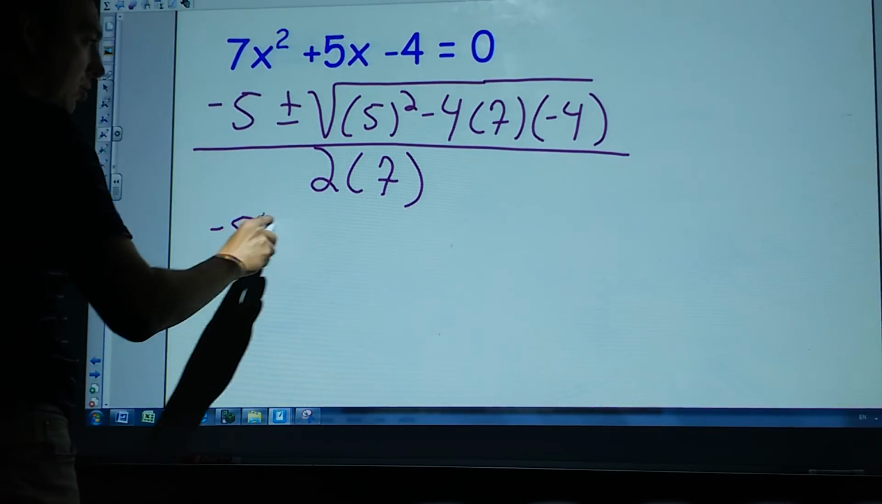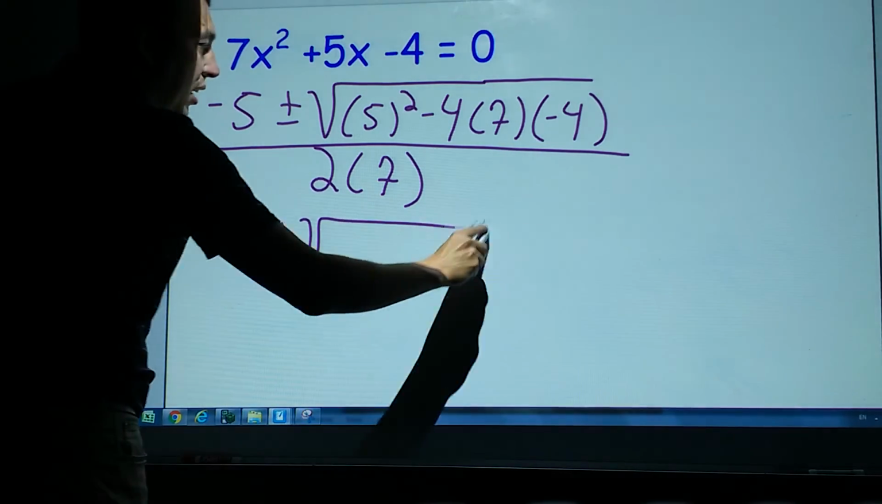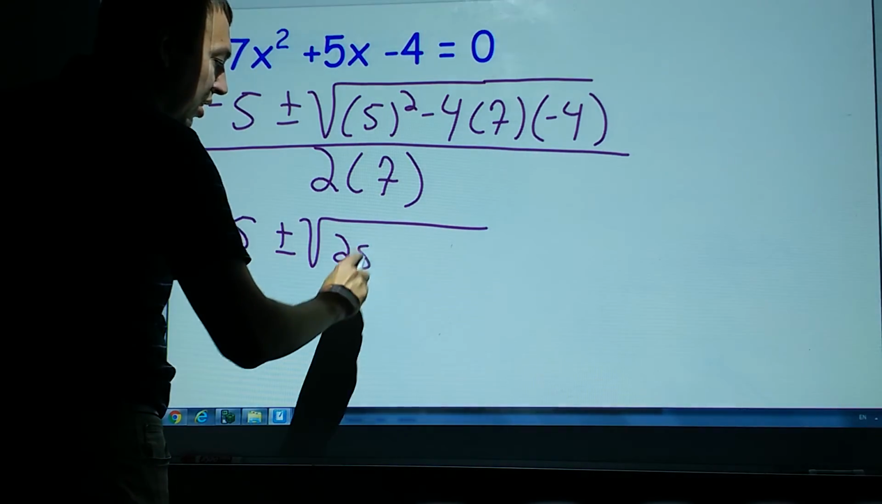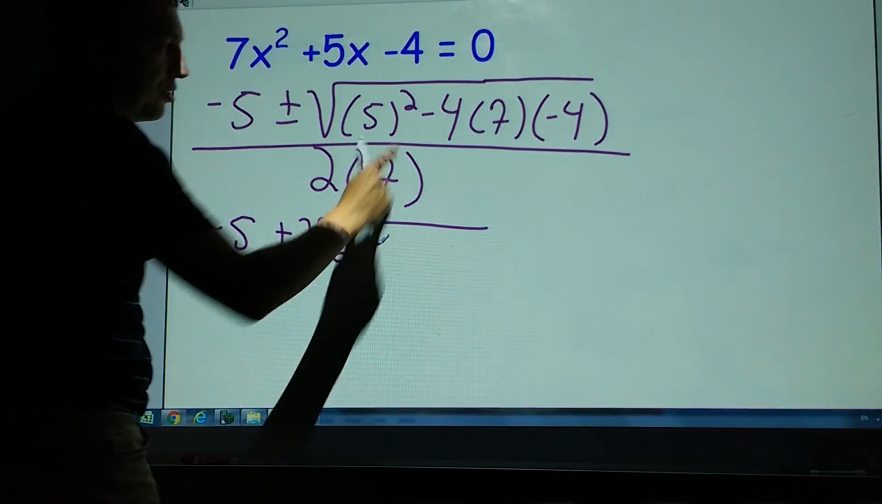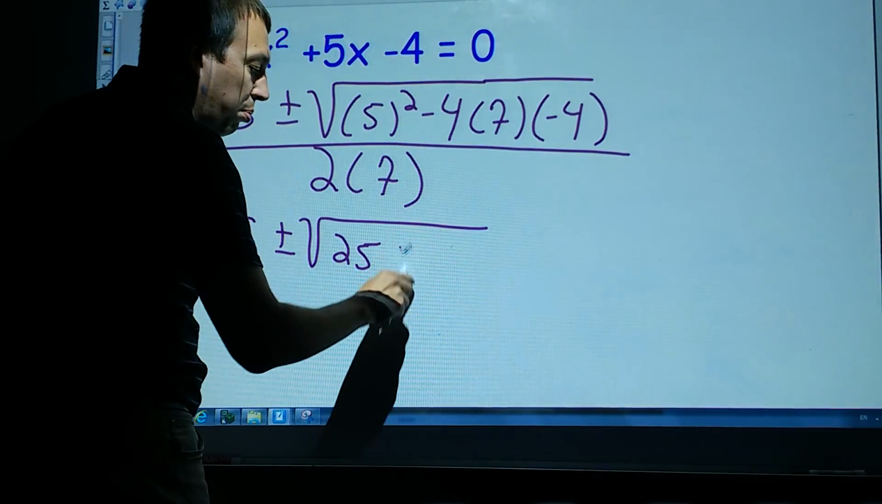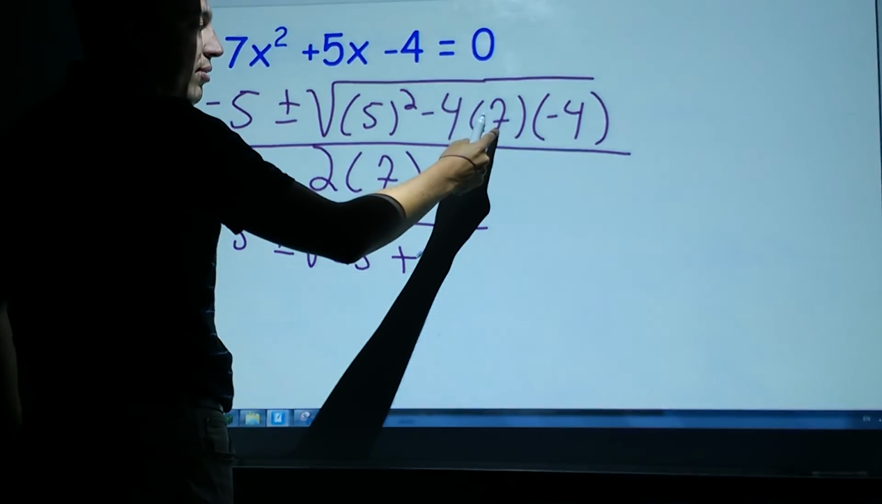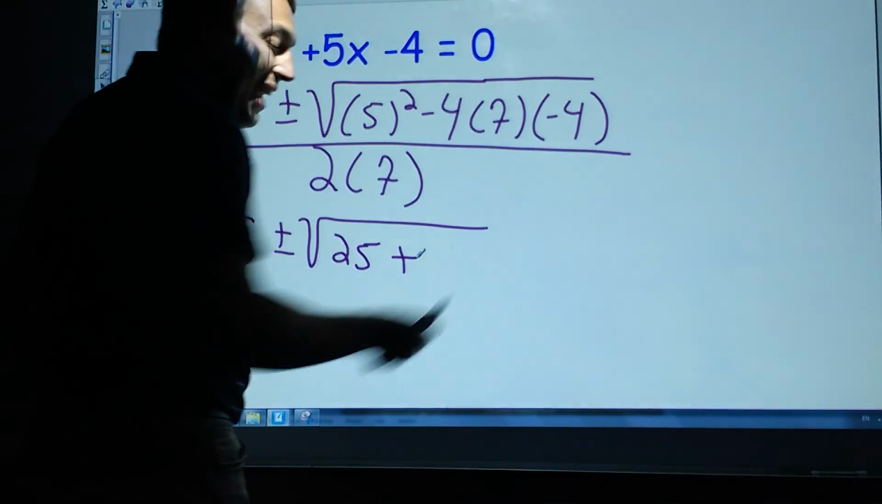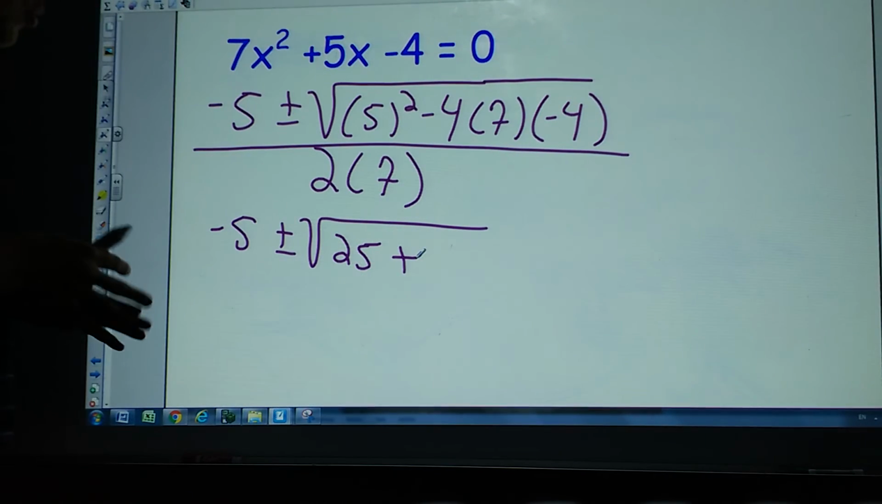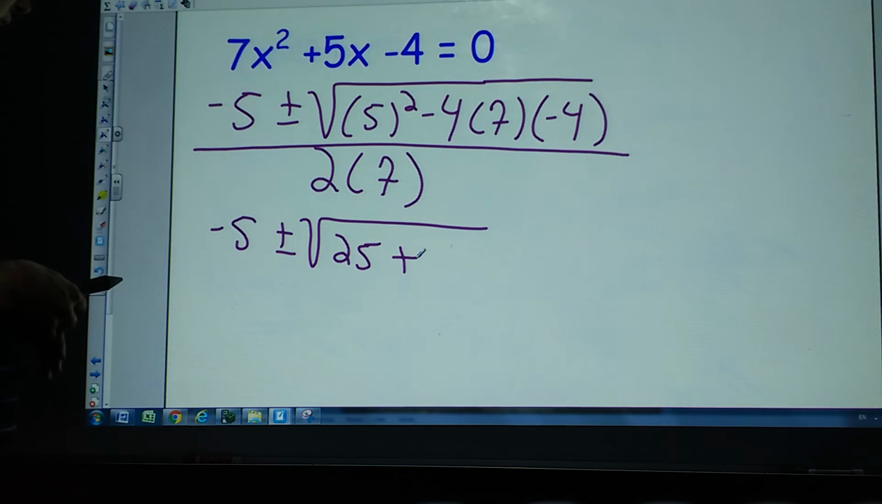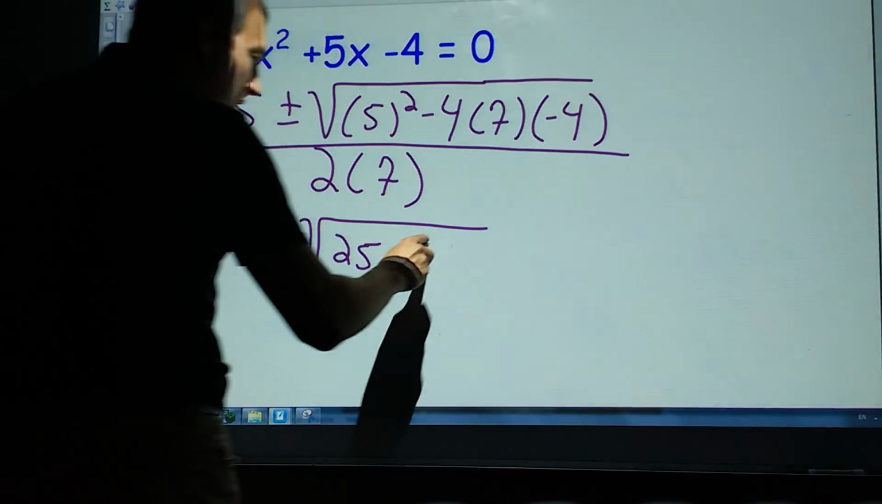Minus b minus 5. 5 times 5 is 25. There are two minus signs. One right here, one right here. That's going to create a plus. 4 times 7 is 28. 28 times 4. What is 28 times 4? That's 80 plus 108, I think. 108.